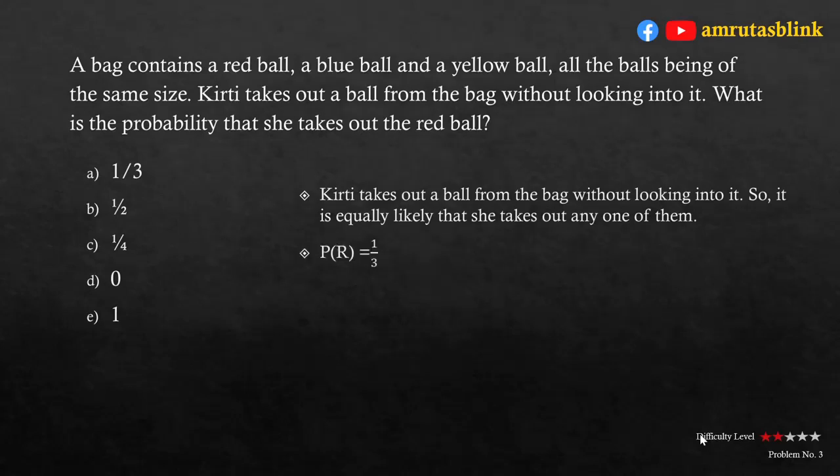Now how many total balls are there? There are total 3 balls. So what is sample space? So in this problem n of s is nothing but 3, and as there are total 3 balls, red is 1, blue is also 1 and yellow is 1, and she wants to take out a red ball. So n of r will be nothing but 1, and hence probability of r, that is probability of picking red ball, is equal to n of r upon n of s, that is 1 upon 3, and hence answer option is A, 1 by 3.